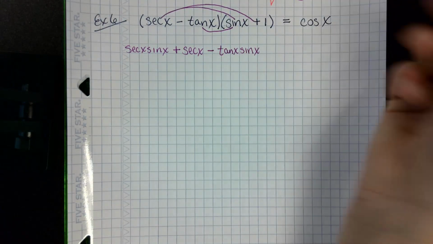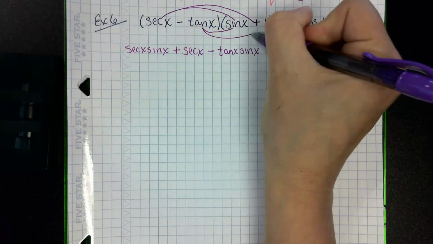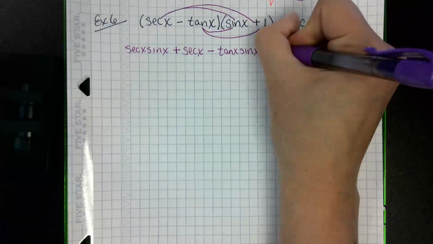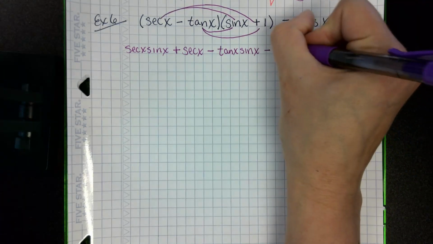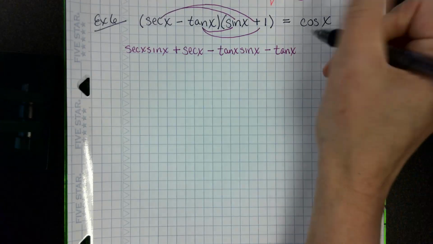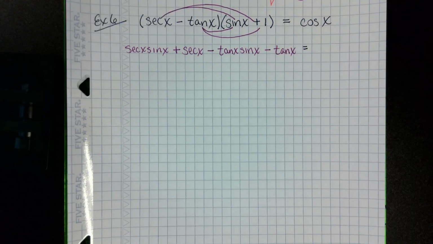And then my last terms, negative tangent times positive 1. Negative times positive is negative. Tangent times 1 is tangent. Equals whatever's on the right. Not even writing it. So I multiplied it out.